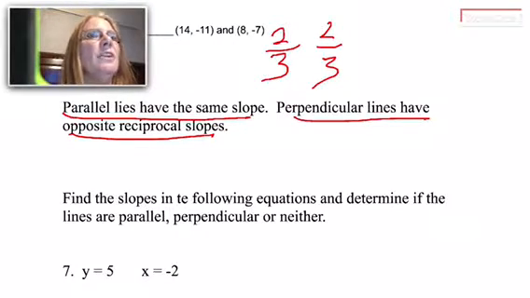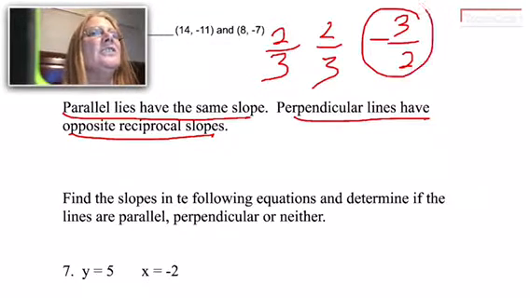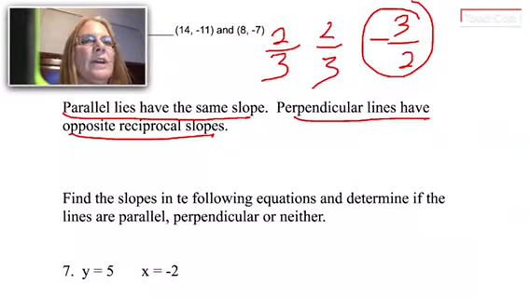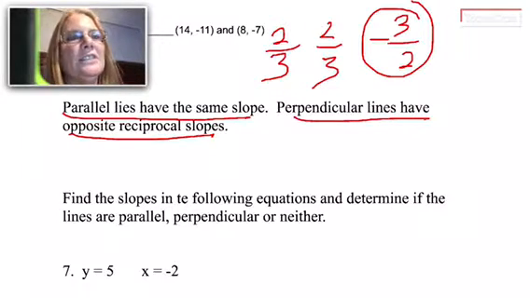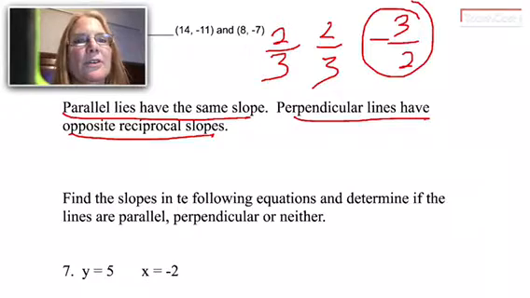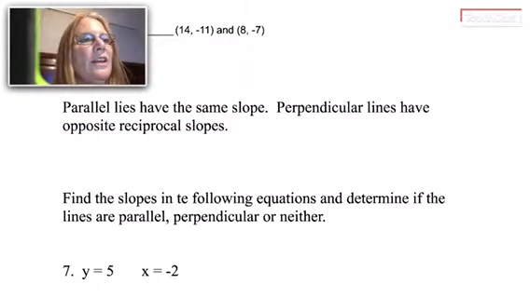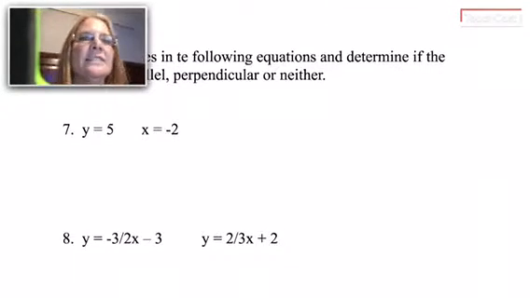Well, you have to flip it over and change the sign. So a positive 2/3 and a negative 3 over 2 are opposite reciprocals. Okay? So now let's find the slopes in the other equations here when they're written like this.